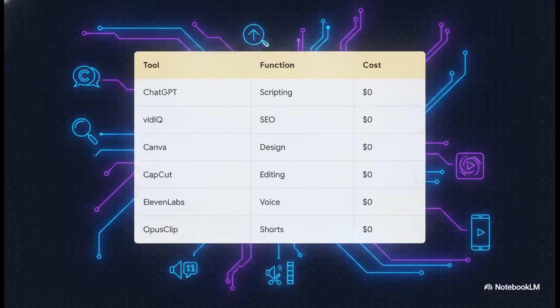So here is the whole shebang, your actionable masterclass overview. We use ChatGPT for scripting, vidIQ for SEO, Canva for thumbnails, CapCut for editing, 11 Labs for voiceovers, and OpusClip as our shorts guide. And the total cost across the board? Exactly $0. The barrier to entry for high-quality production has completely vanished. You really no longer need a massive budget or a whole team to compete at the highest levels.